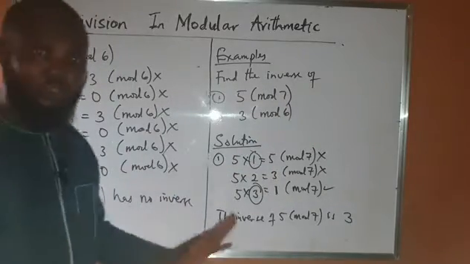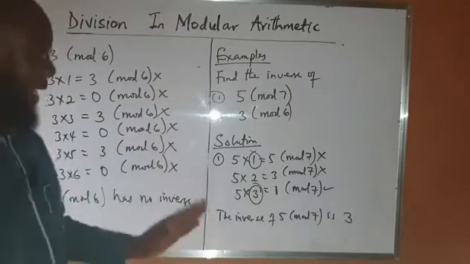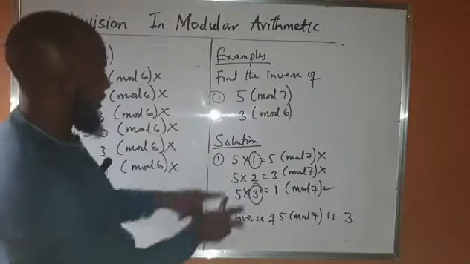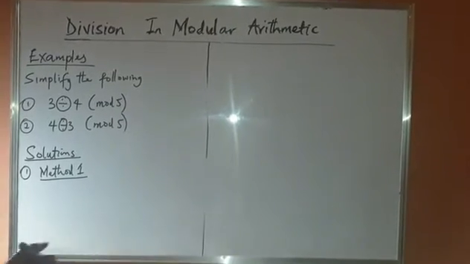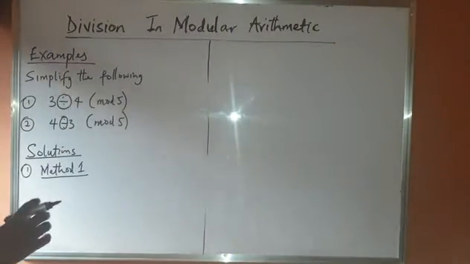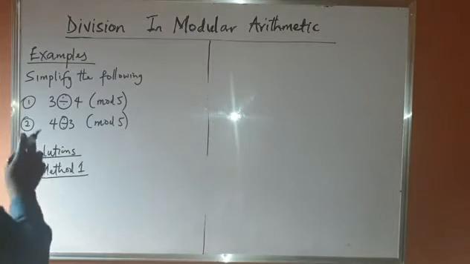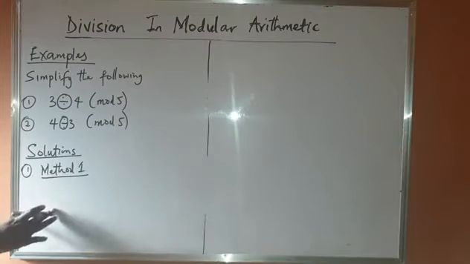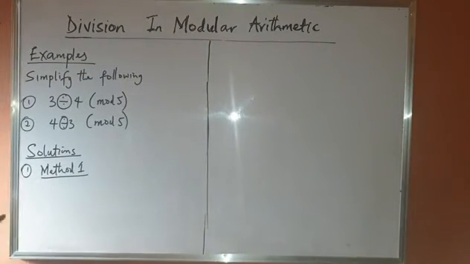Now let's go into multiplication and division in detail, applying the concept we just learned. We have these examples on division, so let's look at how we go about it. Simplify the following: 3 divided by 4 mod 5. We're going to make use of a mix of 2 methods. Let's look at method 1.